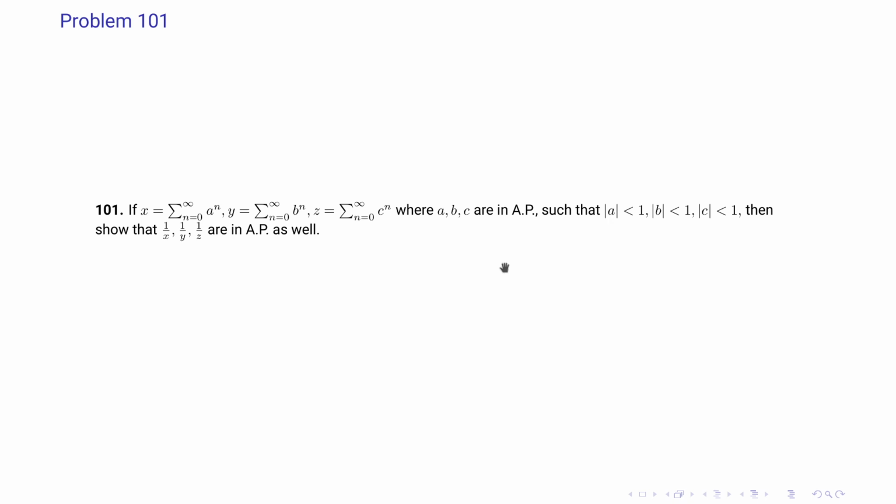Problem number 101 says that if x is equal to sum of a to the power n, where n varies from 0 to infinity, y is equal to sum of b to the power n, where n varies from 0 to infinity, and z is equal to sum of c to the power n, where n varies from 0 to infinity, where a, b, c are in AP such that modulus of a is less than 1, modulus of b is less than 1, and modulus of c is also less than 1, then we have to show that 1 by x, 1 by y, and 1 by z are in AP.